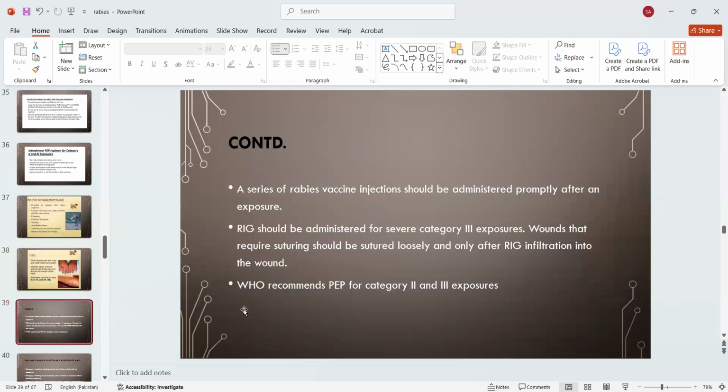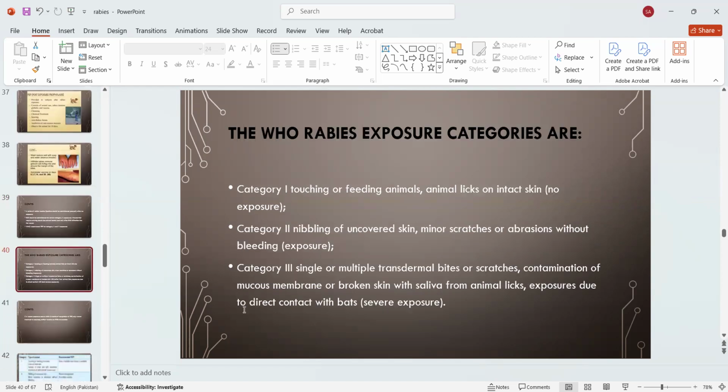A series of rabies vaccine injections should be administered promptly after an exposure. Rabies immunoglobulin should be administered for severe category 3 exposures. Wounds that require suturing should be sutured loosely and only after rabies immunoglobulin infiltration into the wound. WHO recommends post-exposure prophylaxis for category 2 and 3 exposures.